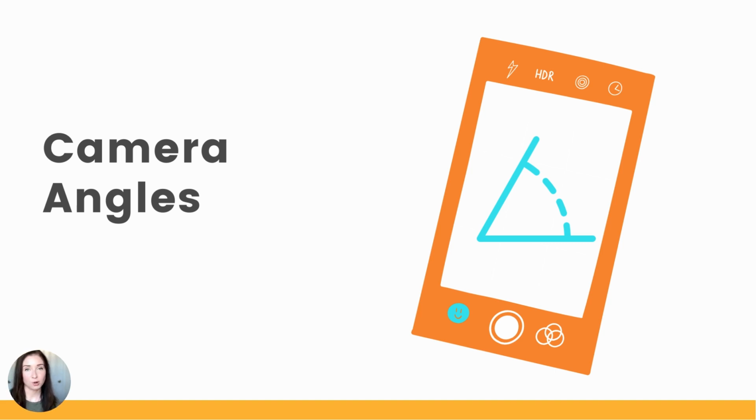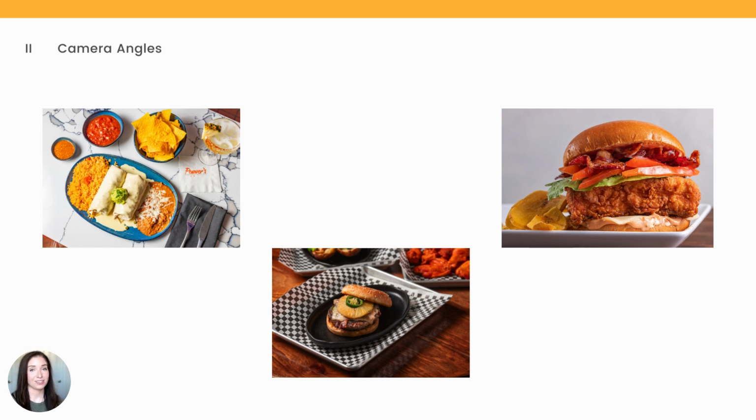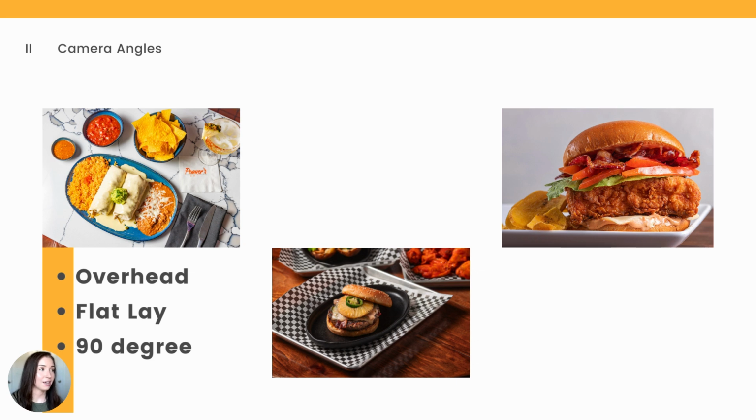So let's just go over quickly what those camera angles are. The first one, starting on the far left, is the overhead position. That's what I call it. I prefer to call it overhead position. You may also hear it called a flat lay, particularly in product photography. If you do a search on Pinterest or on Google, you can just search flat lay. You'll know exactly what I'm talking about whenever I say that. And also, this is referred to as the 90-degree shot.